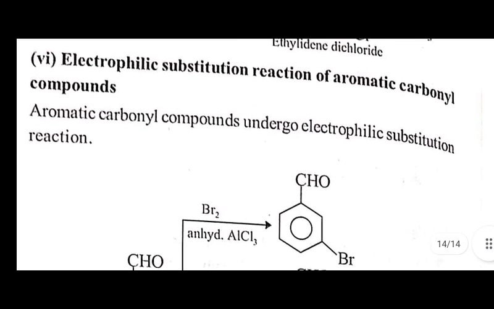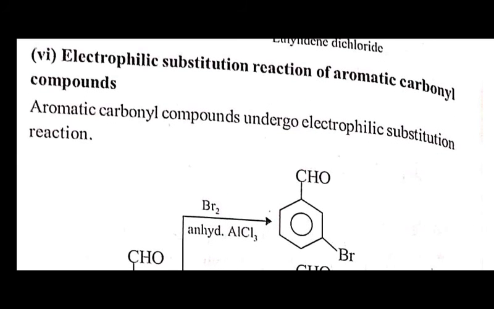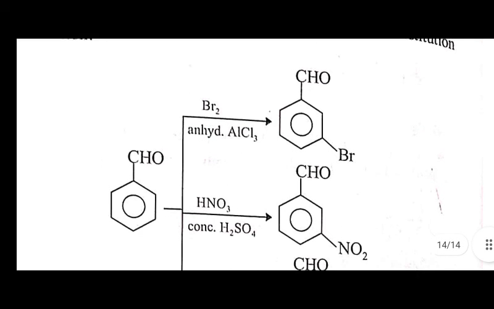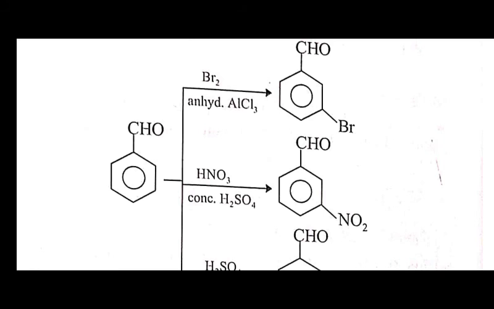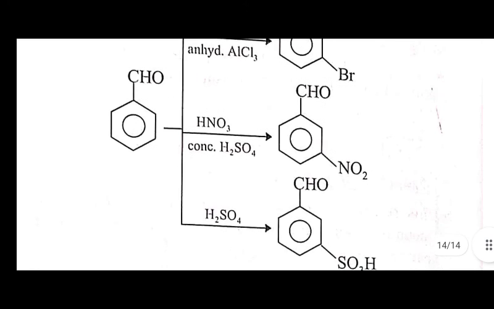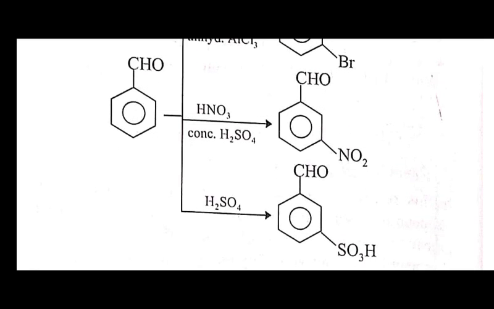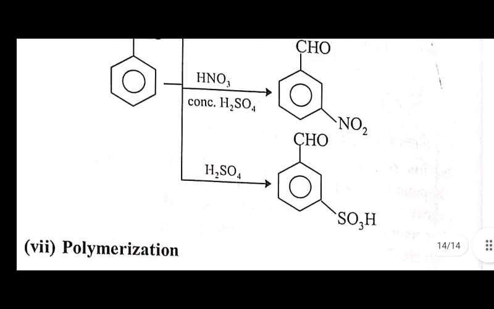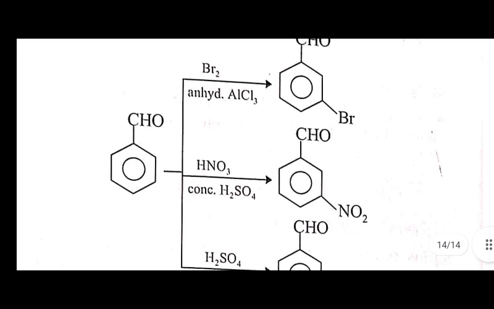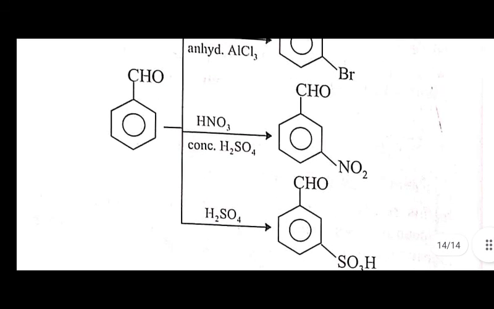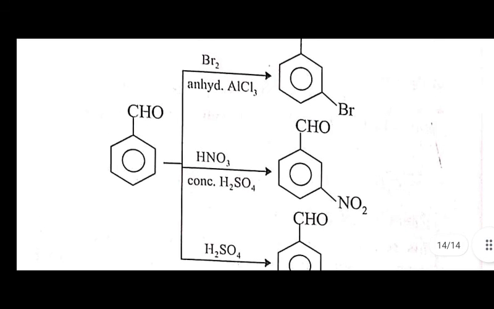Next is electrophilic substitution reaction of aromatic carbonyl compounds. The electrophilic substitution reactions of aromatic carbonyl compounds will be like this. The first is bromination, that means reaction at the benzene ring, electrophilic substitution: Br2 with anhydrous AlCl3. Then next is HNO3, nitration. And then next is H2SO4, sulfonation. In all three, the product forms at the meta position because aldehydes and ketones are meta directing and deactivating groups. Therefore only selected reactions take place, the rest give no reaction.